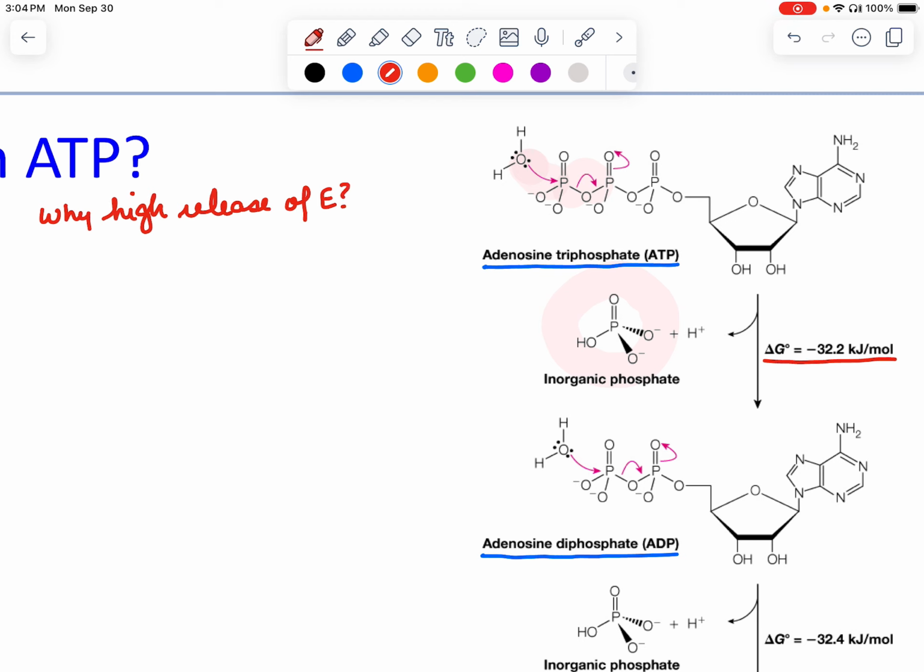And there's actually several reasons. First of all, take a look up here along the bottom end of this triphosphate. You've got lots and lots and lots of negative charge. And we know that like charges repel. So when we break apart that one phosphate, we're moving some of those negative charges away. And that lowers the energy of the system. Okay, so it stabilizes the system. So one reason is, number one, separation of some of the negative charges.